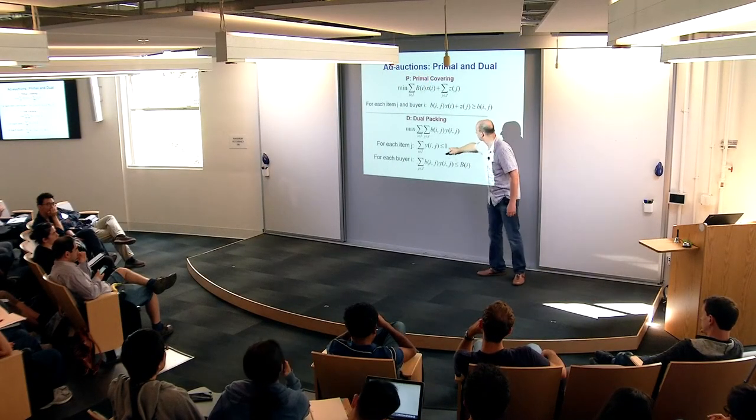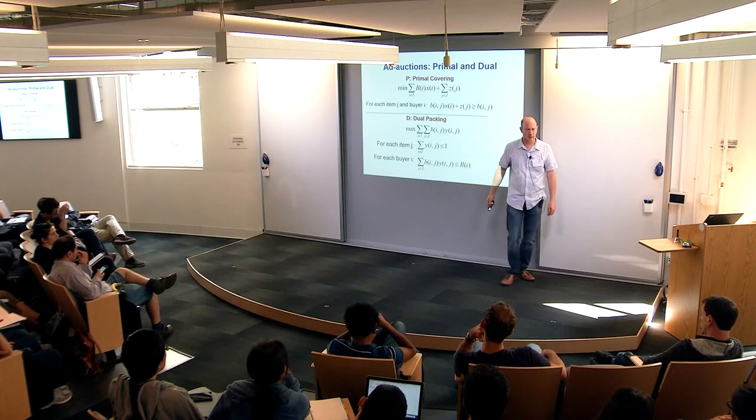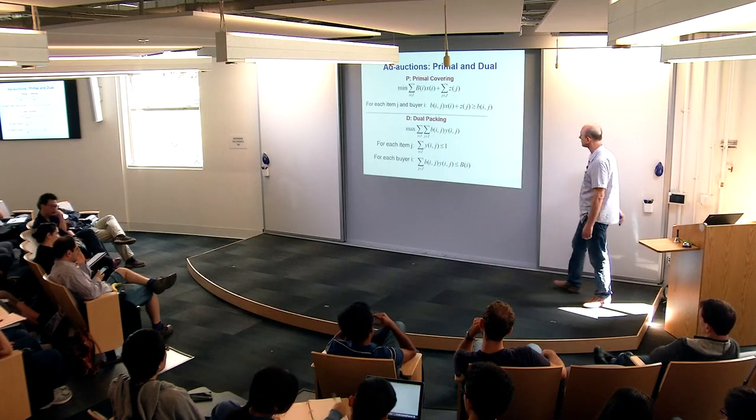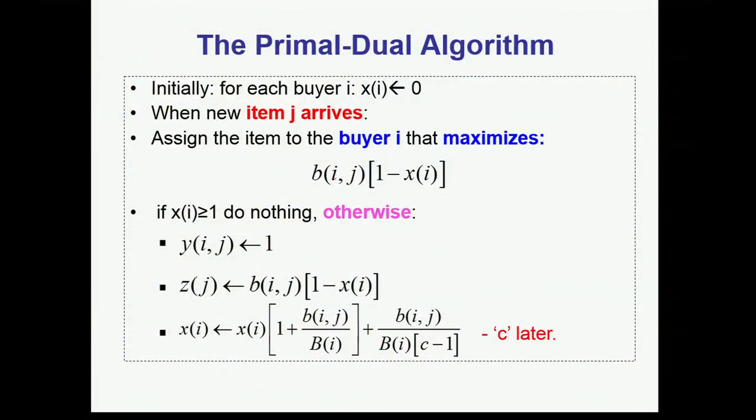So ZJ corresponds to this constraint, and XI to this one. Okay, so instead of having a straight greedy algorithm, what we're doing is the following: we are assigning the item to a buyer. The greedy algorithm was to assign the item to a buyer that maximizes BIJ, as long as that buyer still has his budget. Here we're using XI to discount BIJ, and we're maximizing, so we sell the item to the buyer that maximizes this expression, BIJ discounted by 1 minus XI.